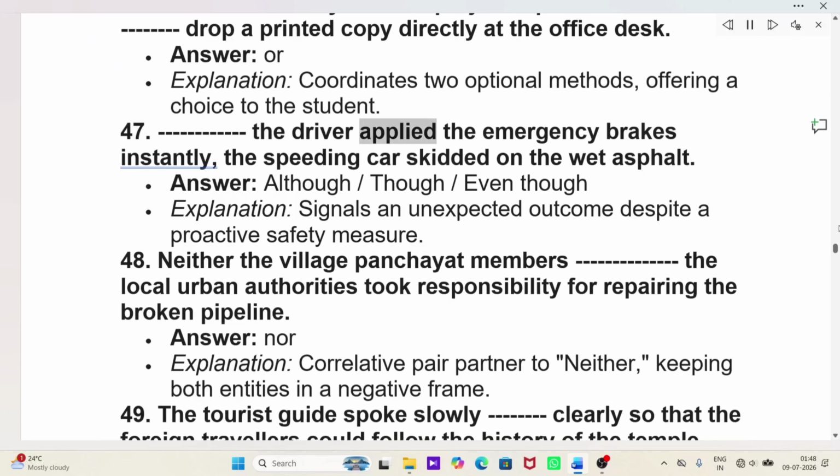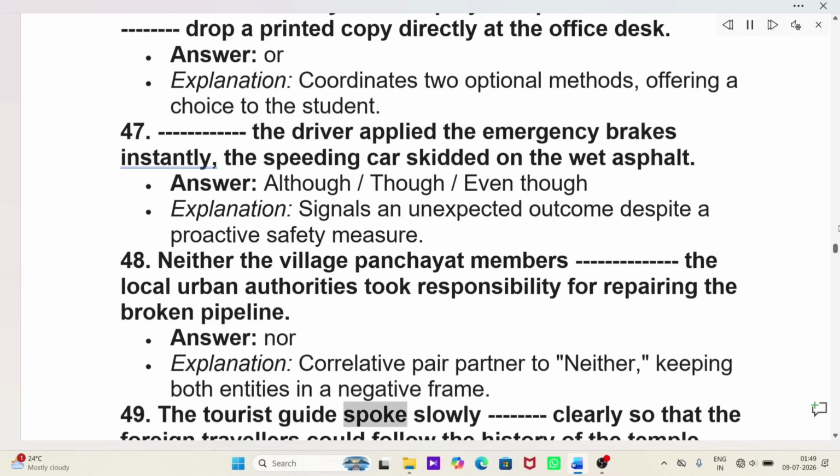47. The driver applied the emergency brakes instantly ____ the speeding car skidded on the wet asphalt. Answer: although / though / even though. Explanation: signals an unexpected outcome despite a proactive safety measure. 48. Neither the village panchayat members ____ the local urban authorities took responsibility for repairing the broken pipeline. Answer: nor. Explanation: correlative pair partner to neither, keeping both entities in a negative frame.